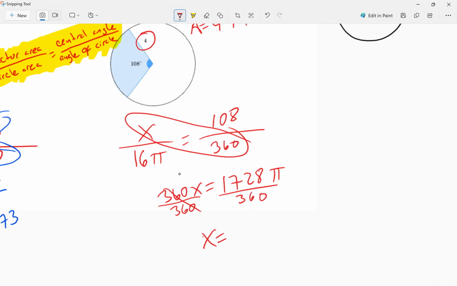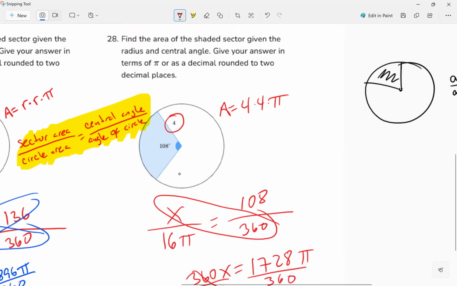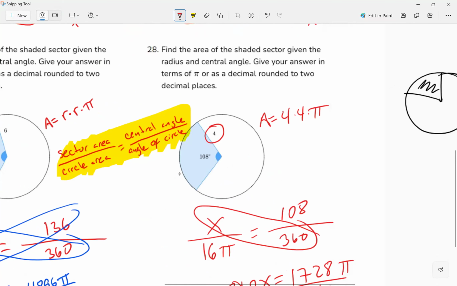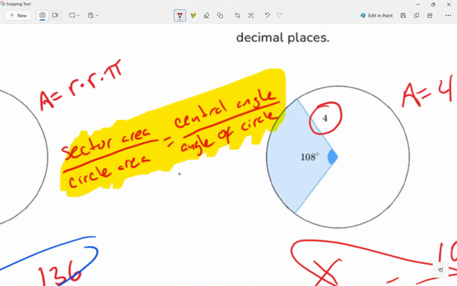So my area is going to be 15.07. If you had used the pi symbol instead of the decimal, your answer is 15.08. Which one do you use? It's up to you. Okay. Make sure you guys know your formula here, your fraction here.